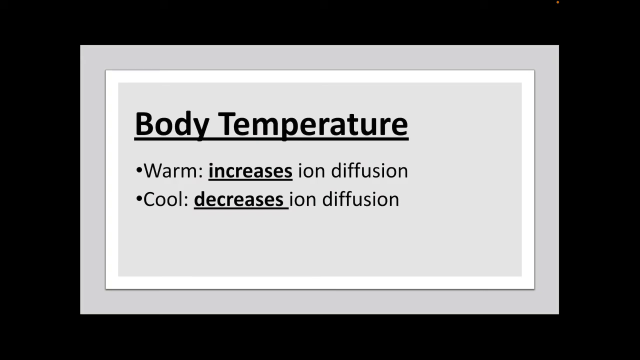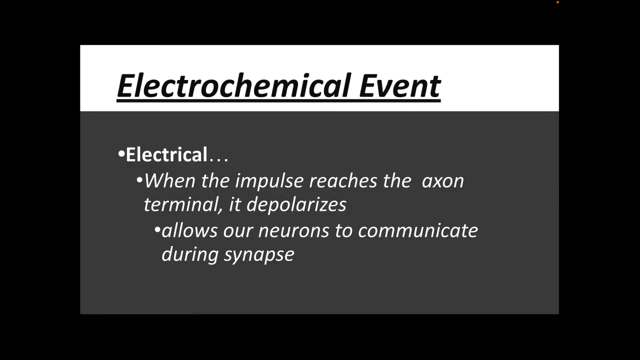Body temperature also affects the impulses that are traveling, because if you have a warm body temperature, you have an increase in ion diffusion. Therefore, you're able to be more sensitive. Cool causes a decrease in ion diffusion. So if you have a scratch and it's throbbing, and you put an ice cube on it, you're going to notice that it goes numb after a while, because you're slowing down the ion diffusion and the ability for the action potential to travel. Therefore, you're not going to feel it as much.